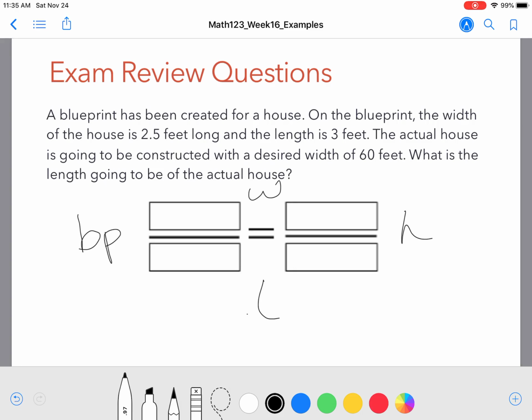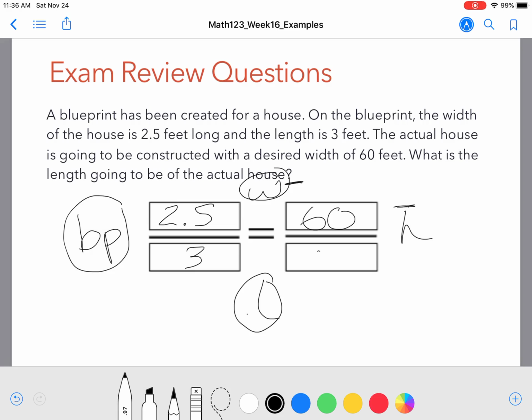So basically, now that I have these 2 different dimensions set up, I can just plug in my numbers. So on the blueprint, the width of the house is 2.5 feet. So I'm looking for blueprint, which is right here, and width, which is right here. And that's going to be 2.5 feet. So I'm going to put a 2.5 there. And then the length for the blueprint, which is going to be down here, is going to be 3 feet. So that's going to be this number. And then it tells us that the actual house is going to be constructed with a width. So width is in the numerator. The actual house is over here. So I'm going to put my 60 here, and then this is going to be my x.